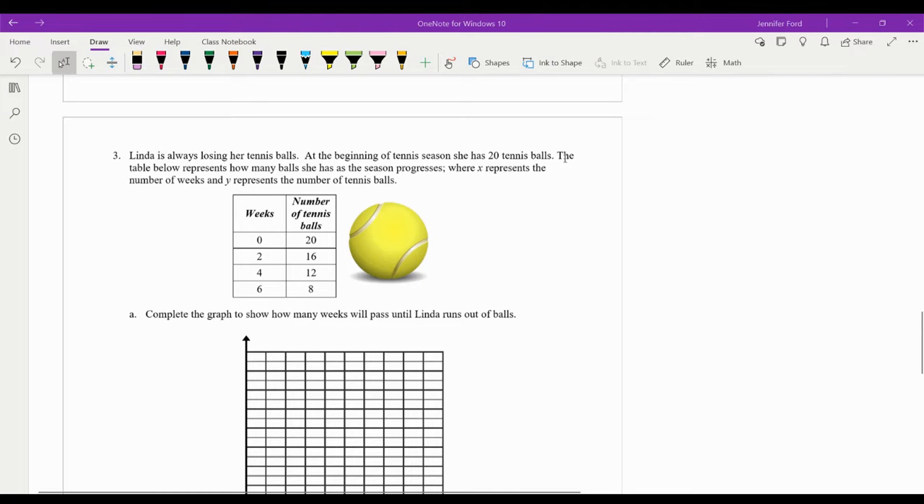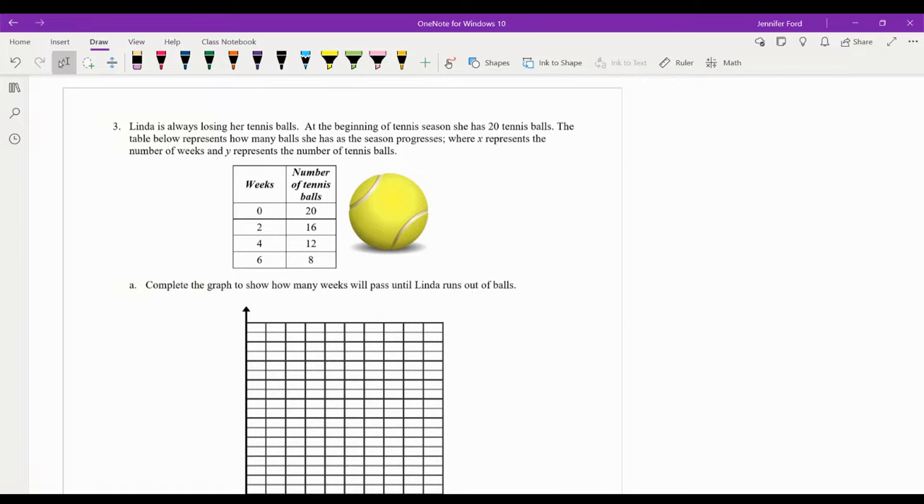All right, here we go with problem number 3. Linda is always using her tennis balls. At the beginning of tennis season, she has 20 tennis balls. The table below represents how many balls she has as the season progresses, where X represents the number of weeks and Y represents the number of tennis balls.